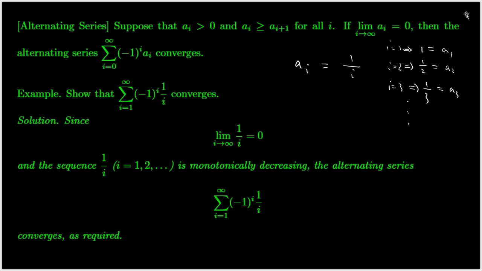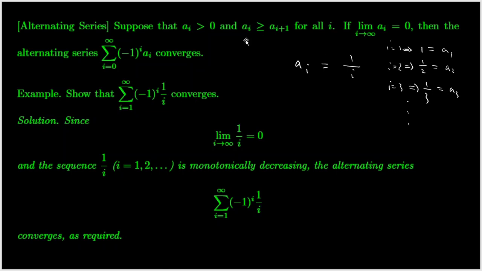Do not include any signs in the a_i's. Now let's check the conditions. All the a_i's are positive. You look at the condition. 1 is positive, 1/2 is positive, 1 over anything is positive, right?